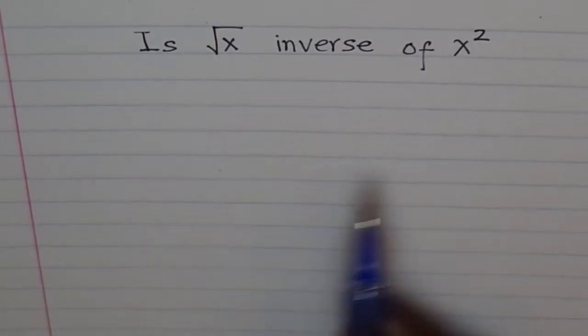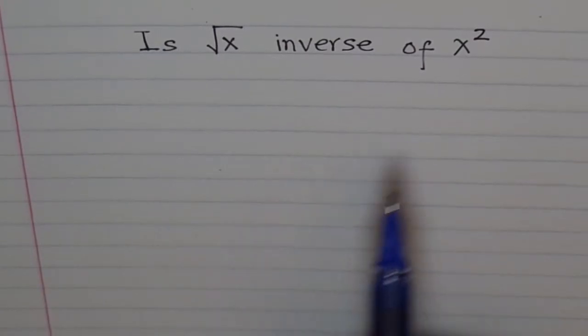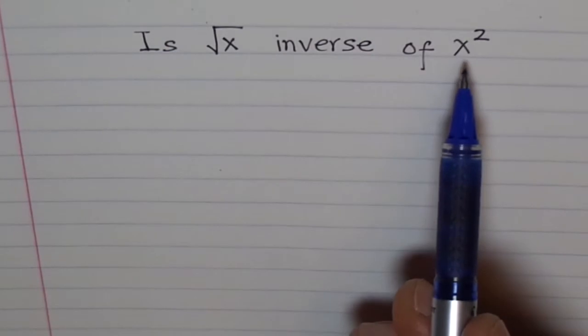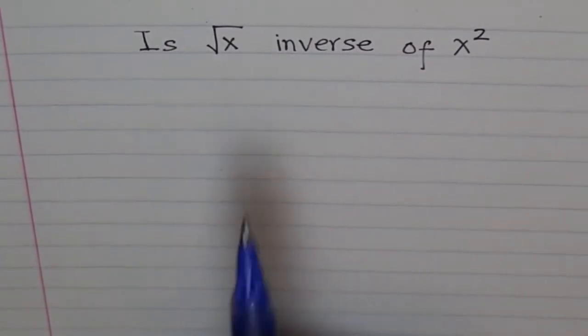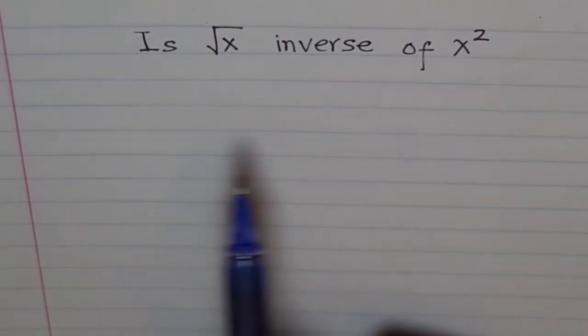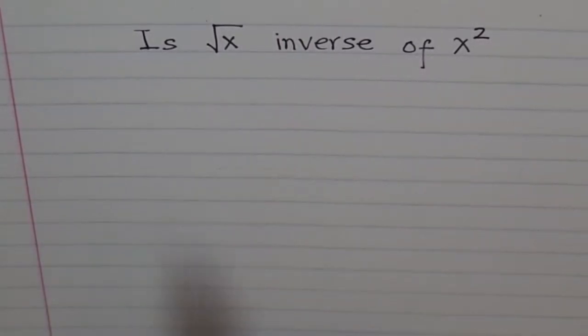It looks like, yes, they are inverse functions, right? If I do the square of this, I get x, right? And if I do the square root of that, I get x. So the inverse and the function, if you combine them together, you should get x. So it seems that it will be, but actually it is not.